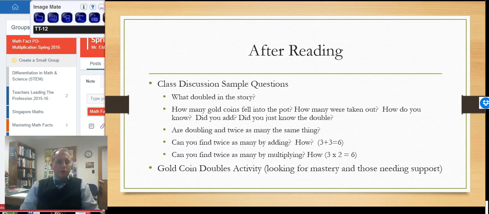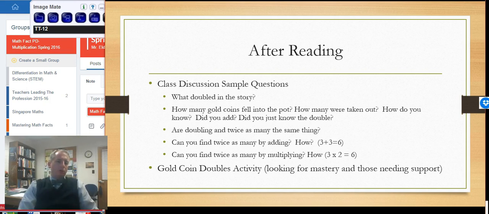Once we're finished with reading, then we're going to certainly get into some discussion. And we know in the reality of a math class, I might read the story on Monday, and then on Tuesday we're going to come back and get into some of the discussion, or maybe we're going to do a closer read if we have multiple copies. So as we look at these discussion questions, please know we totally understand that this might happen over time, right? We want to give kids time to think about the story, and also we're really focusing on the math here, right? So we're going to ask things like, what doubled in this story?